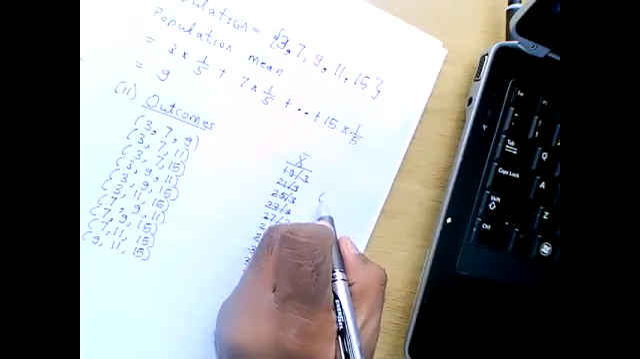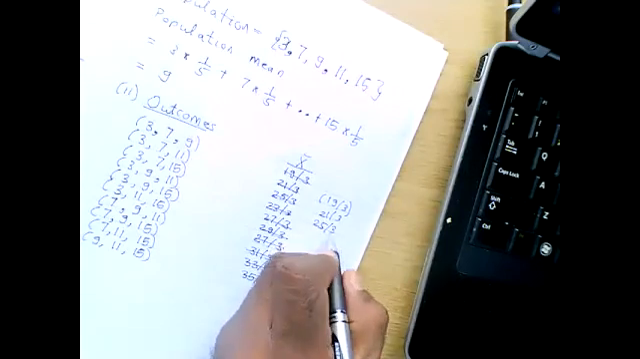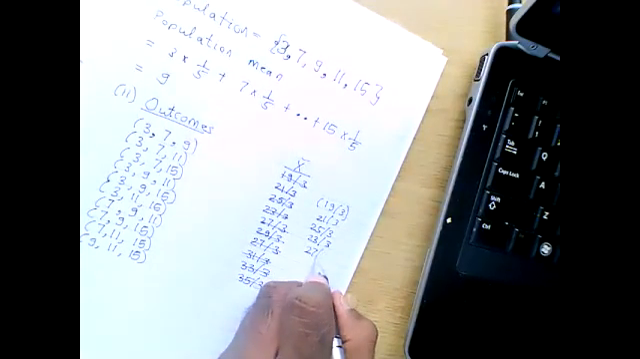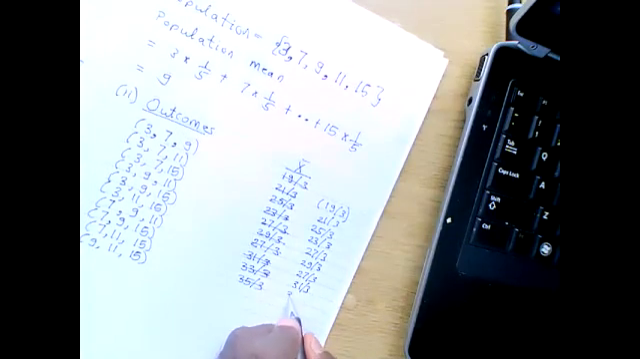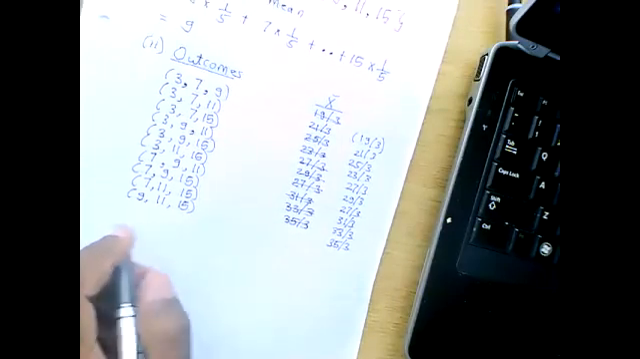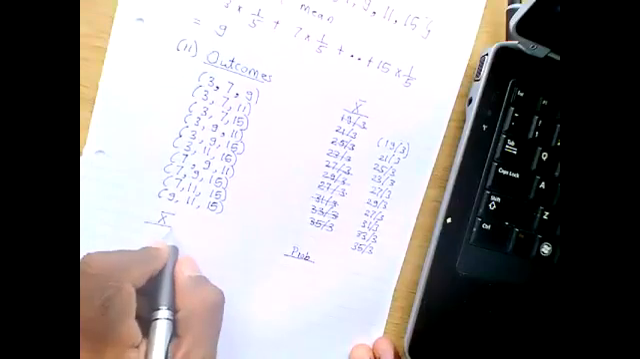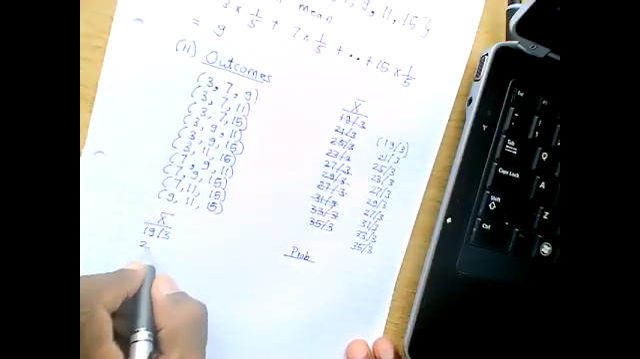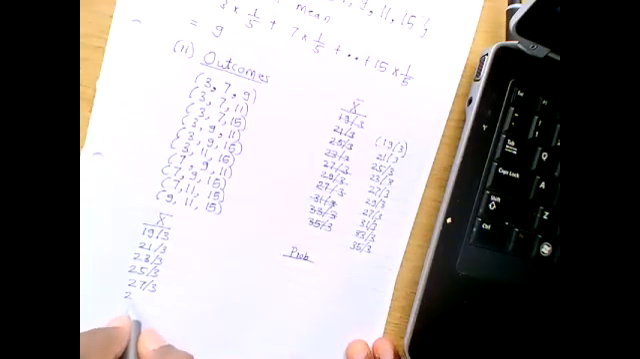Sorry, guys. So this should be 19 by 3, 21 by 3, 25 by 3, 23 by 3, 27 by 3, 29 by 3, 27 by 3, 31 by 3, 33 by 3, and 35 by 3. Okay, so this is the first table. The second table is the possible values for X bar and the corresponding probabilities. The possible values for X bar are 19 by 3, 21 by 3, 23 by 3, 25, 27, 29, 31, 33, and 35.